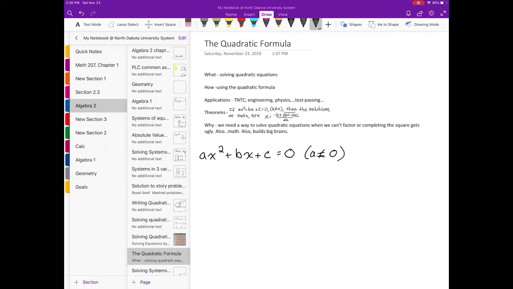The theorem is that if you have a standard form quadratic set equal to 0, as in this case, ax squared plus bx plus c equals 0, where a is not equal to 0, then the solutions or roots are x equals opposite b plus or minus square root of b squared minus 4ac all over 2a. I believe you are all singing along as I say that.